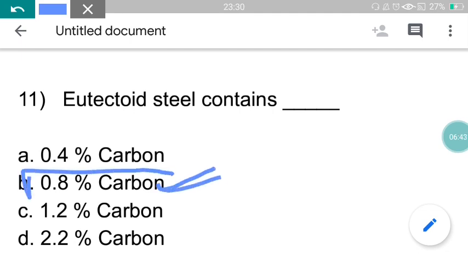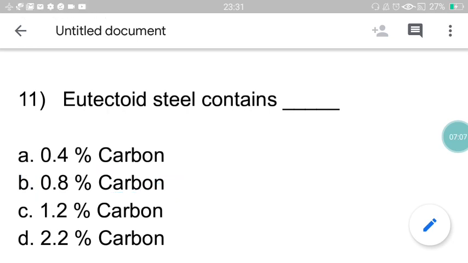Eutectoid means 0.8 percentage of carbon, and hypoeutectoid means less than 0.8 percentage of carbon, and hypereutectoid means having more than 0.8 percentage of carbon. Okay, keep in mind the three: hypereutectoid, hypoeutectoid and eutectoid. So for this it is asking about eutectoid, so the correct answer will be 0.8 percentage of carbon.